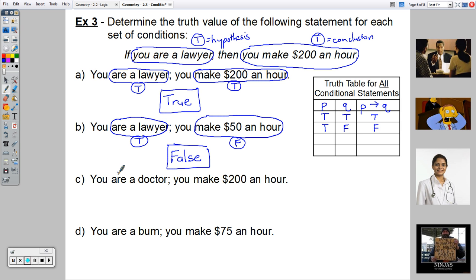Let's check out parts C and D here. If you are a doctor, that means this initial part is not true. The hypothesis is false. You make $200 an hour.